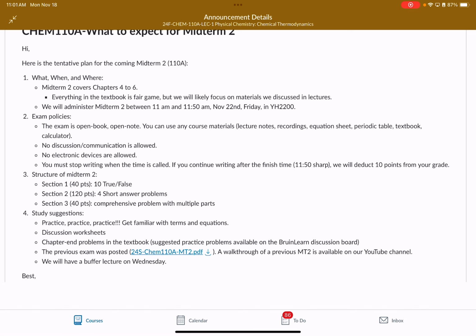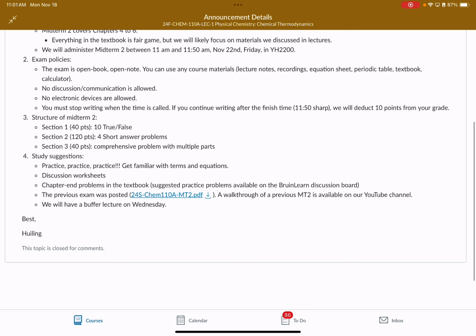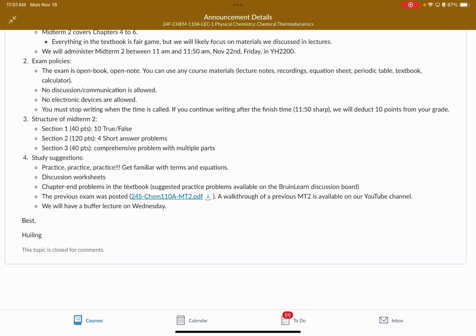Like midterm 1, it's 15 minutes, open book, open note. You can use whatever things you want, just nothing electronic. We will be printing out an appendix table for you, but feel free to use your own appendix table and your own formula sheet. Those are all free game. The structure of the exam will be exactly the same. We'll have 10 true and false problems, 4 short answer problems and 1 comprehensive problem with multiple parts.